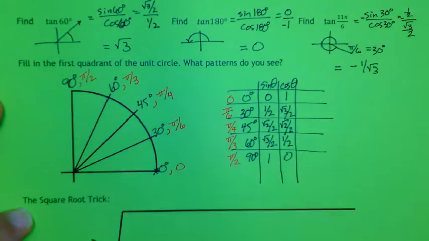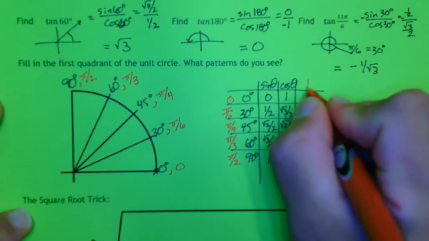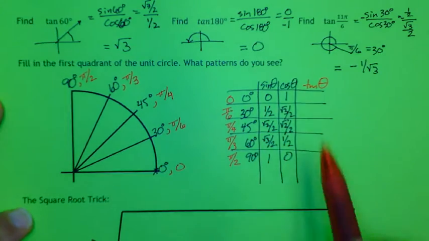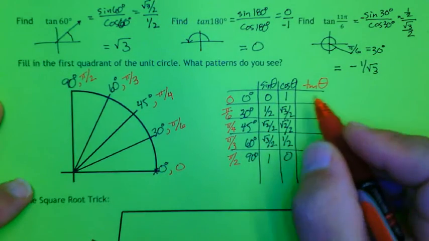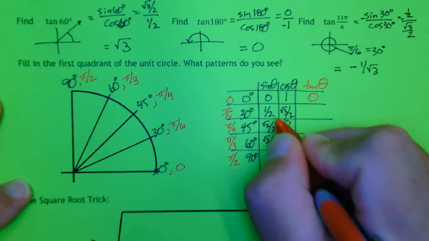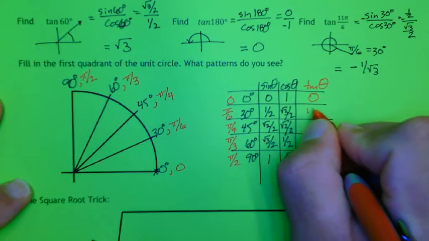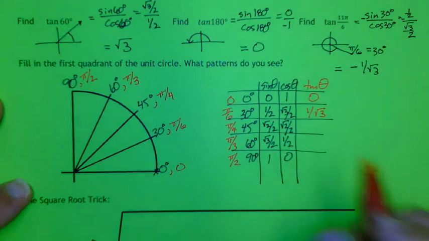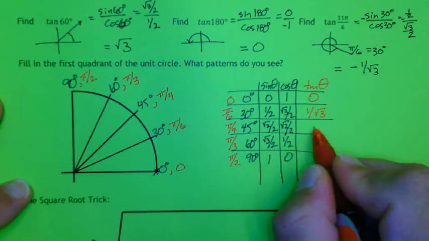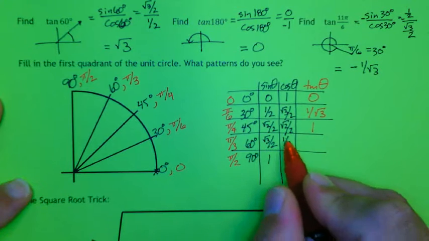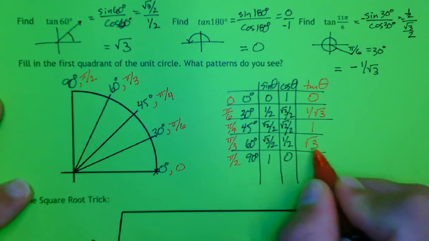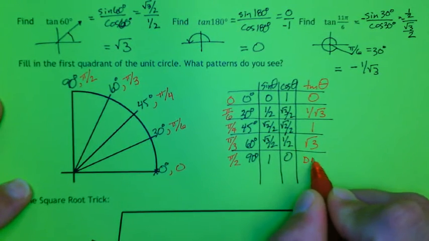Right? And then if we want to get the tangent ratio, just divide these. 0 divided by 1, 1/2 divided by root 3 over 2, root 2 over 2 divided by root 2 over 2, root 3 over 2 divided by 1/2, 1 divided by 0.